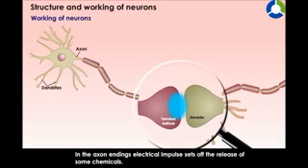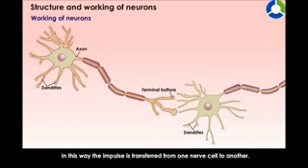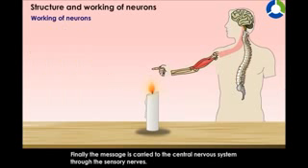In the axon endings, the electrical impulse sets off the release of some chemicals. These chemicals help in transmitting the impulse across the synapse. In this way, the impulse is transferred from one nerve cell to another.